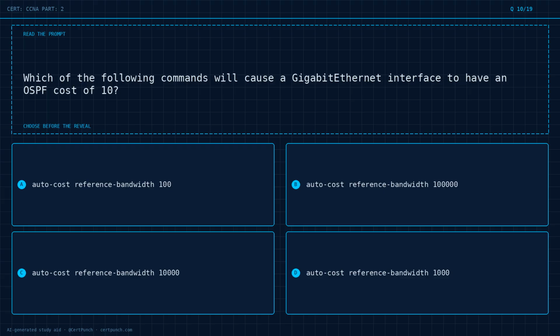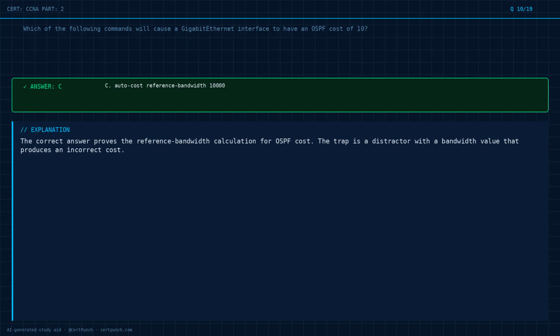Lock in your pick before the reveal. Trust the read. The answer is option C. Behind the answer. The correct answer proves the reference bandwidth calculation for OSPF cost. The trap is a distractor with a bandwidth value that produces an incorrect cost.